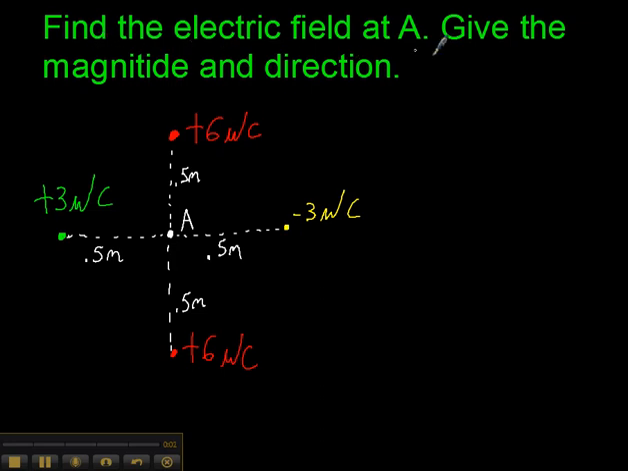Find the electric field at location A. Give the magnitude of the electric field and the direction that it's facing. All right, and we've got four charges here. We have some positive charges, and there's one negative charge in the mix.